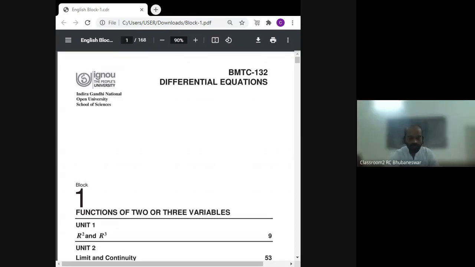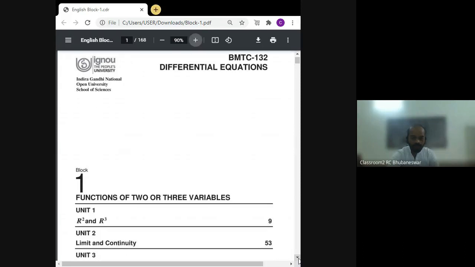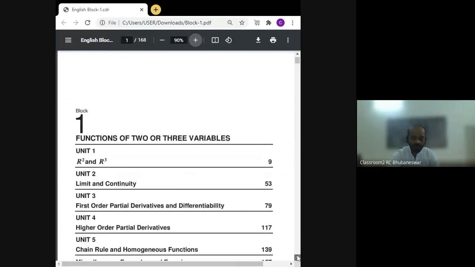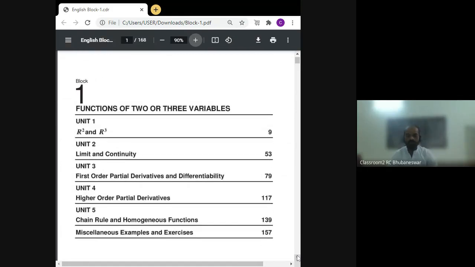So now let us see the course outline of this block number 1. Today our main focus is to discuss block number 1. In block number 1 we have to cover 5 units, unit number 1 to unit number 5. In the first unit, we have to cover R square and R cube. R square is the two-dimensional system and R cube means the three-dimensional system.